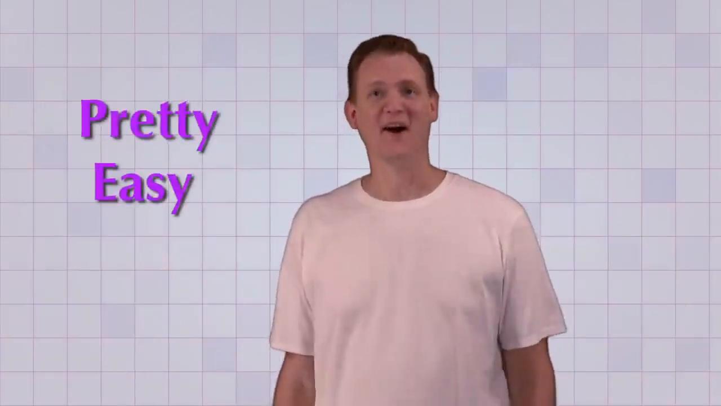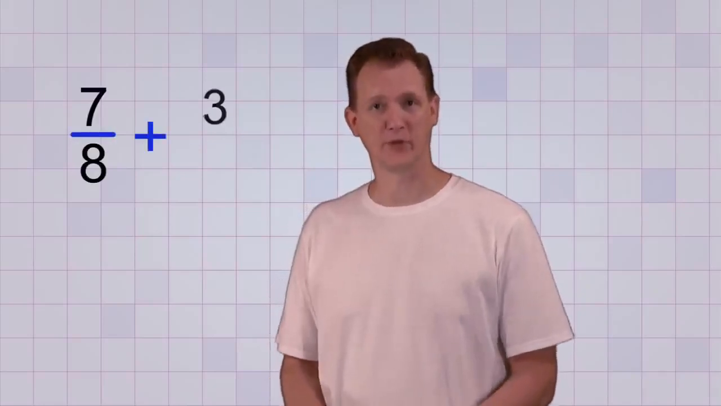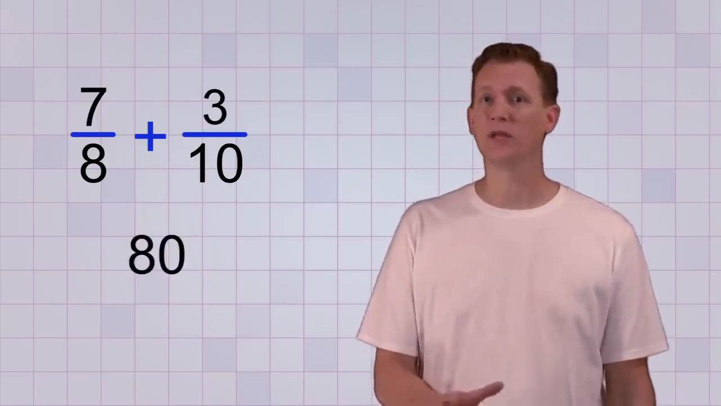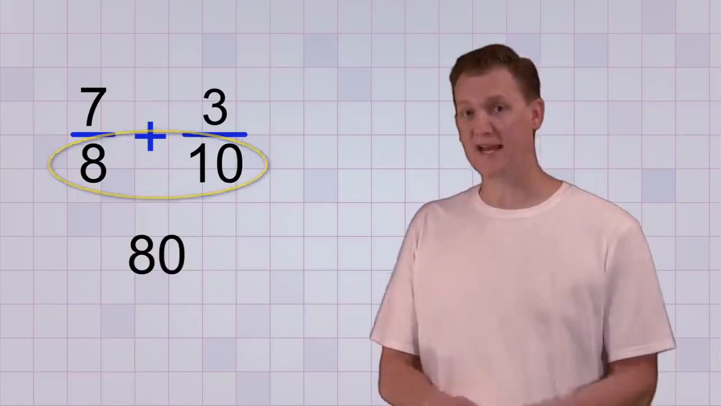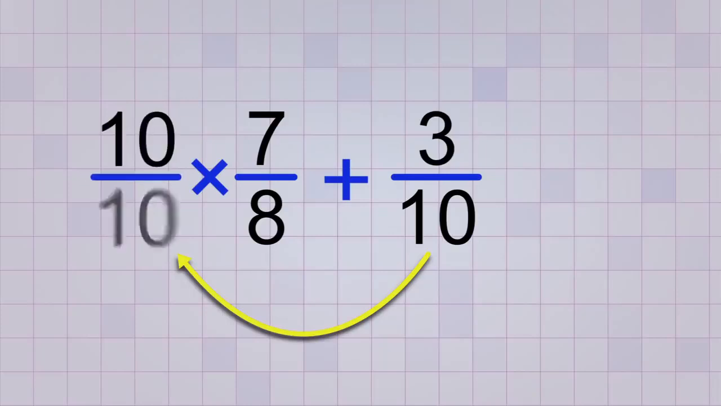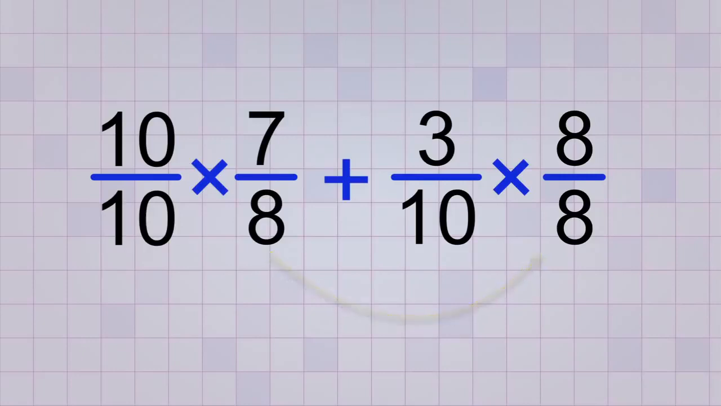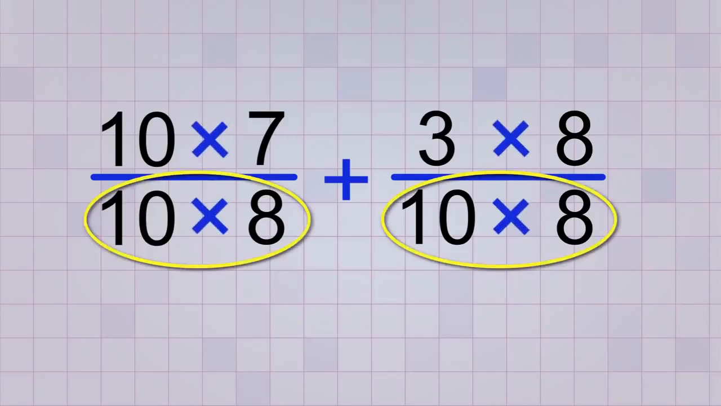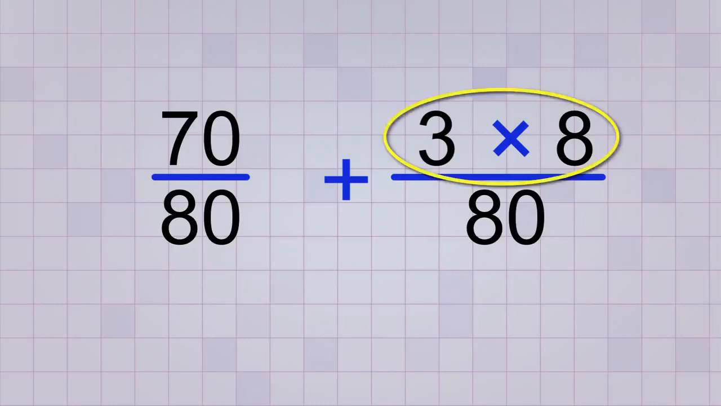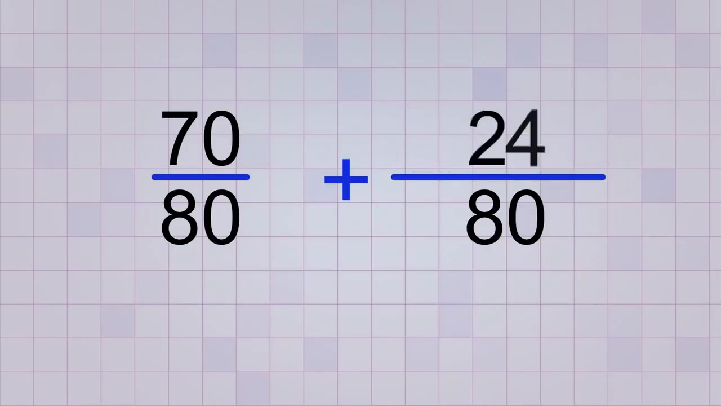That's pretty easy, huh? All right, let's see one more example of this method. Let's add the fractions 7 over 8 and 3 over 10. Our common denominator for this problem is going to be 80, because that's what we get when we multiply the denominators together. 8 times 10 equals 80. We'll multiply our 7 over 8 by the whole fraction 10 over 10. And we'll multiply our 3 over 10 by the whole fraction 8 over 8. Then, when we do our multiplication, the 8 times 10 will give us 80 on the bottom of both fractions. For the top of the first fraction, we have 7 times 10 equals 70. And the top of the second fraction, we have 3 times 8 equals 24.